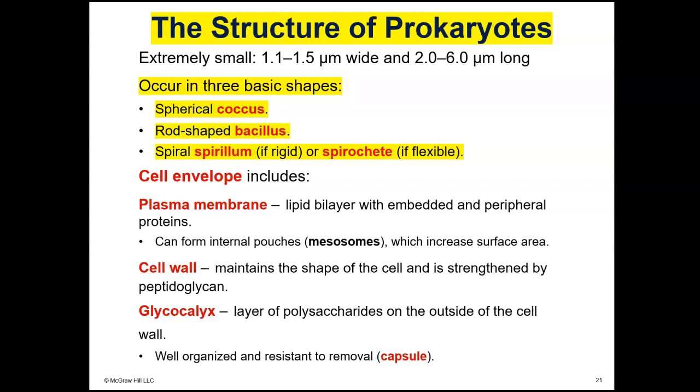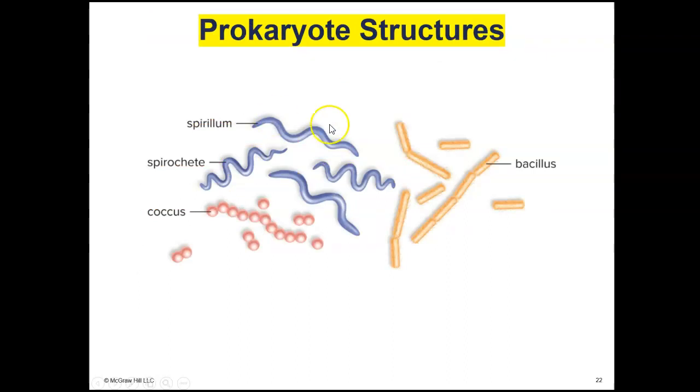As far as the basic structure of prokaryotes, they can have one of three basic shapes. We'll look at the pictures. They can either be rod-shaped, like this bacillus. They can be spiral-shaped, and spiral-shaped can either be called spirillum or spirochete. The spirochetes tend to be motile. They tend to be able to move. And they can also be round, or coccus.